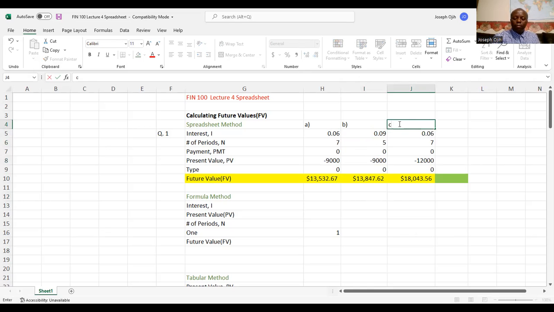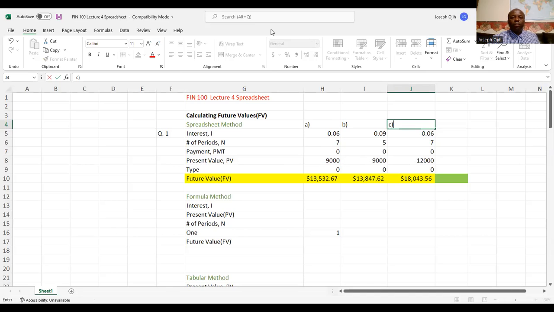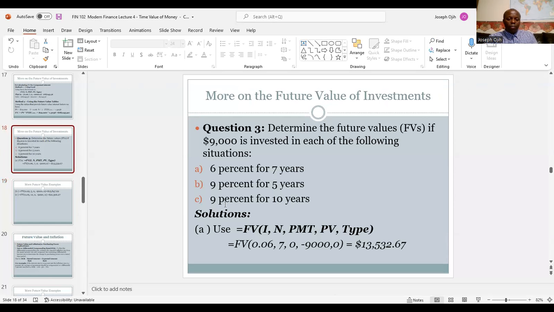Now for part C, you can see from here the answer we have for part B, which is $13,847.62, which is what Excel gave us. Now for part C, interest is still 9%, 0.09, and the number of years is 10 years.